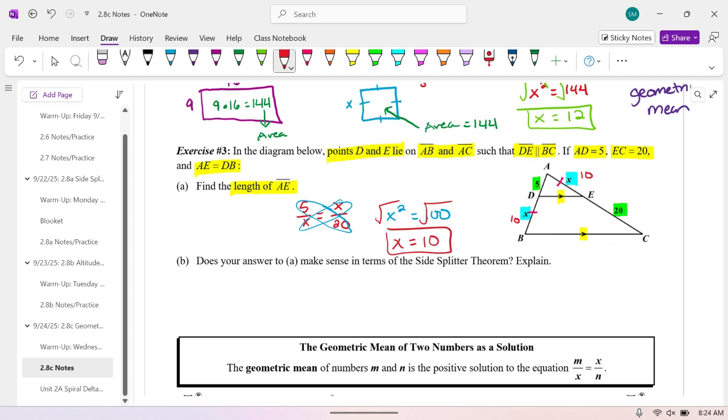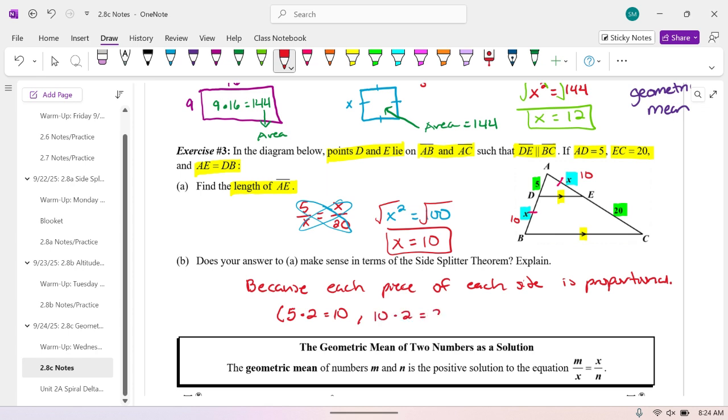Now, again, it makes sense in terms of the side splitter theorem because each piece of each side is proportional. In other words, 5 times 2 is equal to 10. That's the first side. And 10 times 2 is equal to 20. So in other words, we would multiply it by the same scale factor.